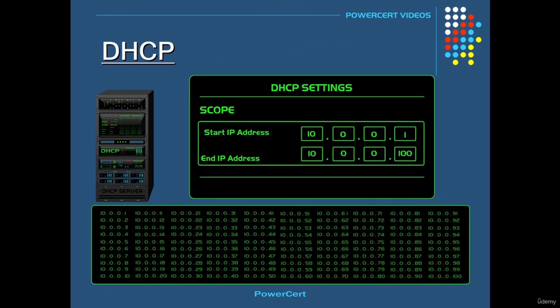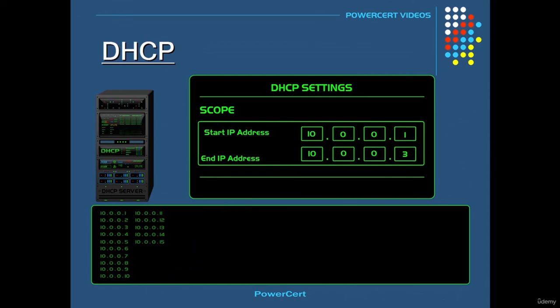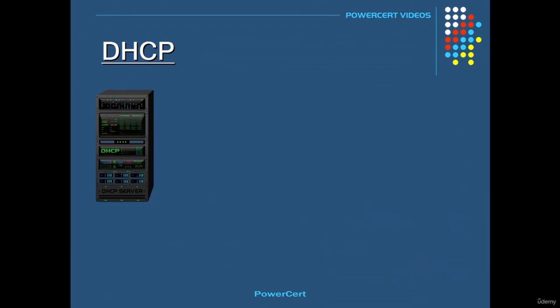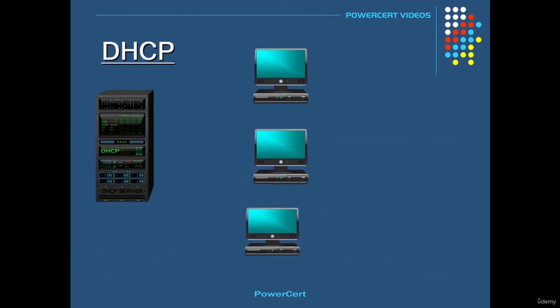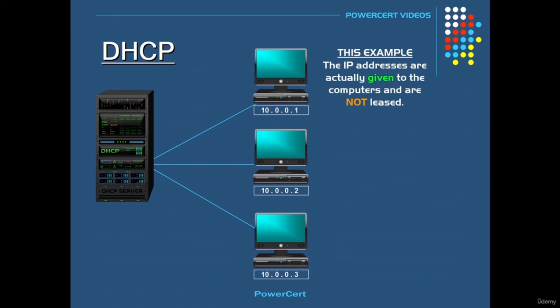So as a demonstration, let's just say that this DHCP scope only has a range of 3 IP addresses. So it can only give out 3 IP addresses. Now obviously this is not very realistic because no network administrator is going to create a scope this small. But for this demonstration, let's use this as an example. So let's add 3 computers to this network. And as they are added, the DHCP server is going to assign them an IP address. In this example, let's say that the IP addresses are actually given to the computers and are not leased. So the DHCP server has reached its limit on giving out IP addresses. All of its IP addresses are currently being used.